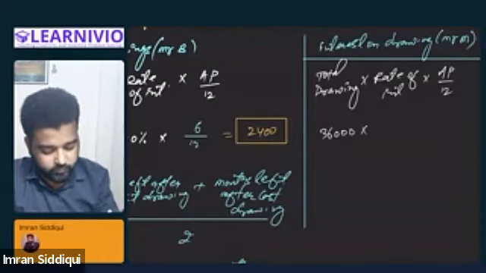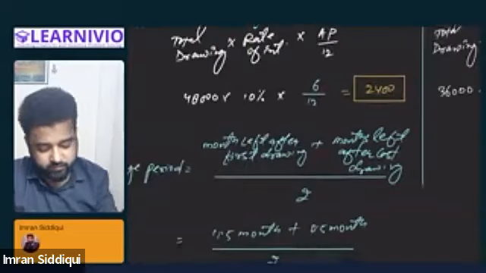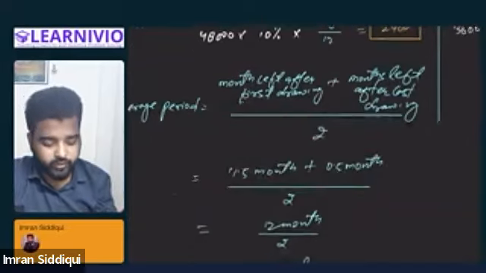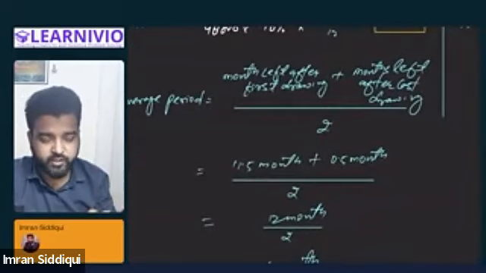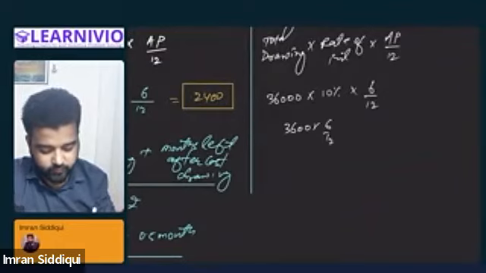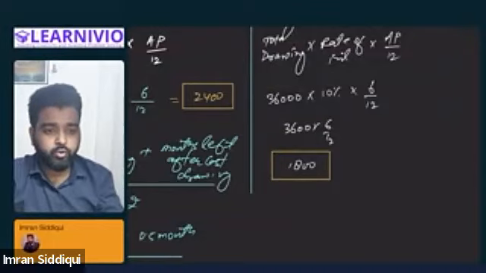36,000 into rate of interest is 10%. Average period is going to be 6, obviously, because we'll be doing the same working note in this case as well. You don't have to do the same working note one more time. Just one working note will be sufficient enough. 36,000 into 10% into 6 by 12. We'll be getting 3,600 here into 6 upon 12. So ultimately answer will be 1,800. So this is the interest on drawing for the partner M. I hope this is clear as well, Ritika. Yes, sir.